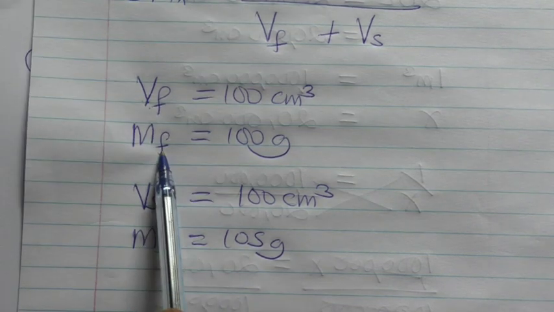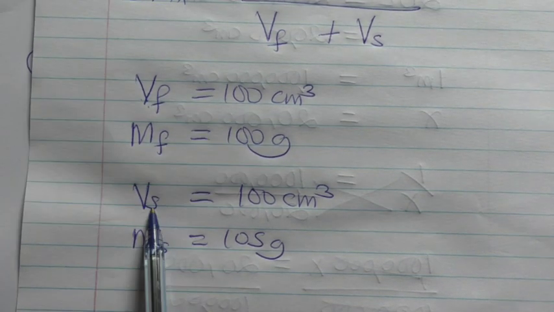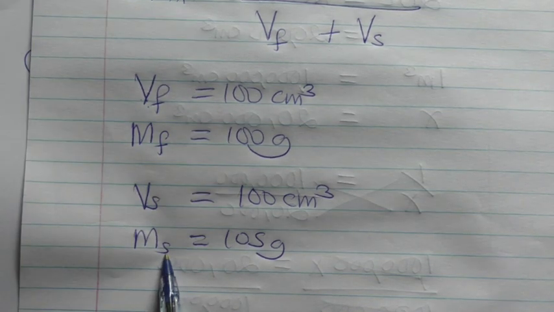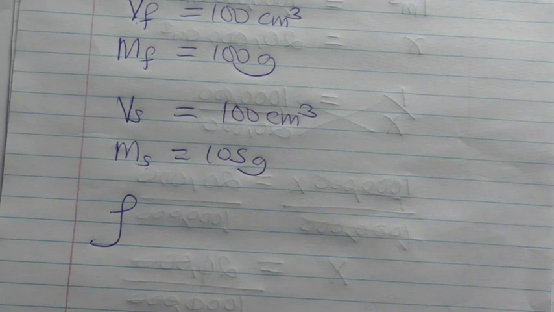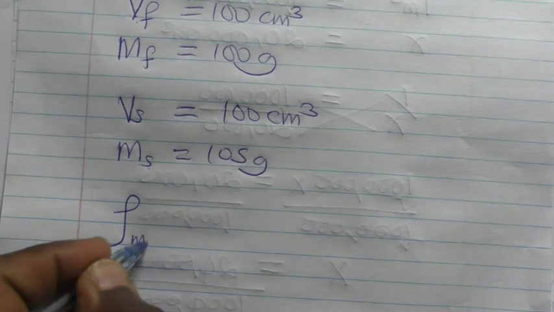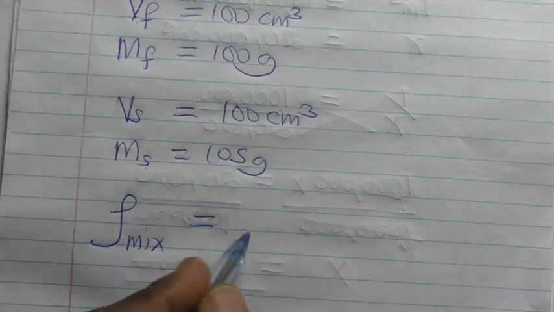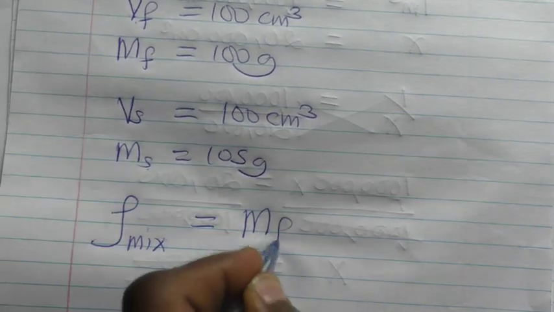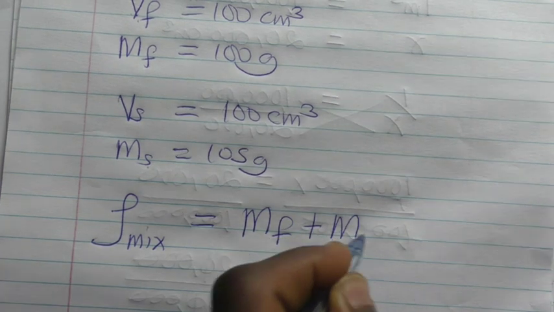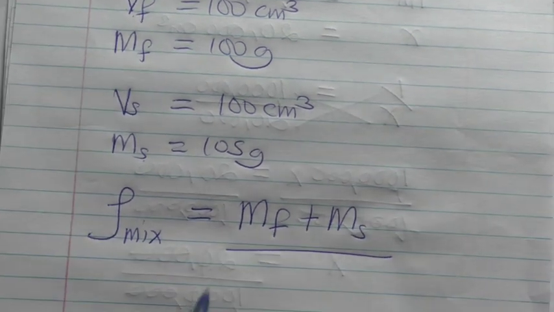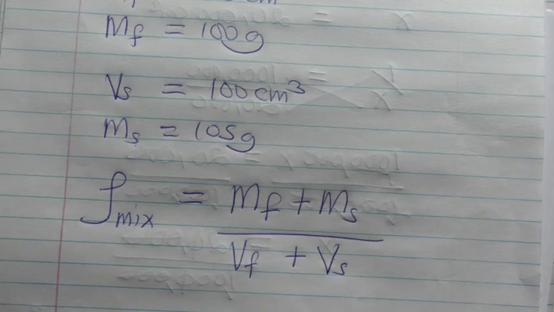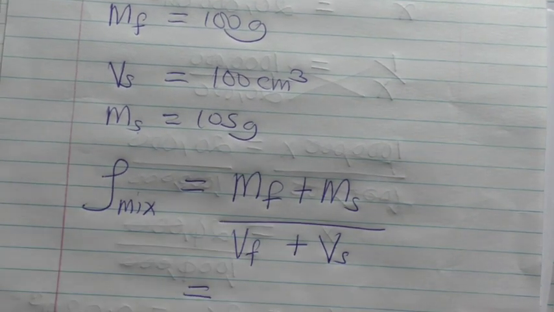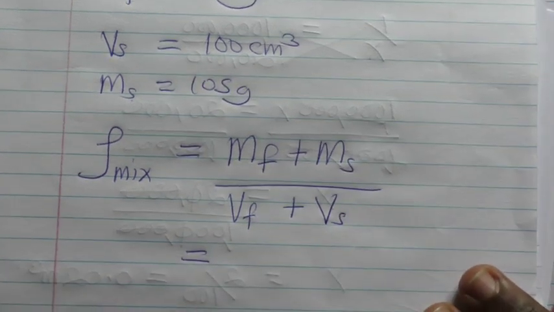This is the corresponding mass of fresh water. This is the volume of seawater. This is the corresponding mass of seawater. Our task is to simply get the density of the mixture. Density of the mixture is given by the mass of fresh water plus the mass of seawater over the volume of fresh water plus the volume of seawater. So we simply substitute in our formula.